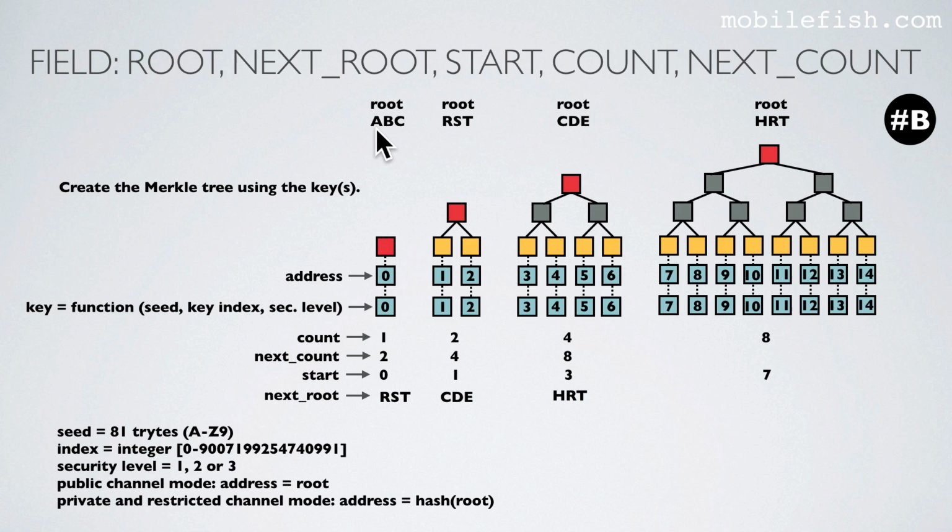This Merkle root is called root. Each of these roots represents an address where a message can be attached to. A message can be attached to this root. This is the next root of the message chain, RST, referring to this root. This is the next root of the message chain, CDA, referring to this root. This is the next root of the message chain, HRT, referring to this root.